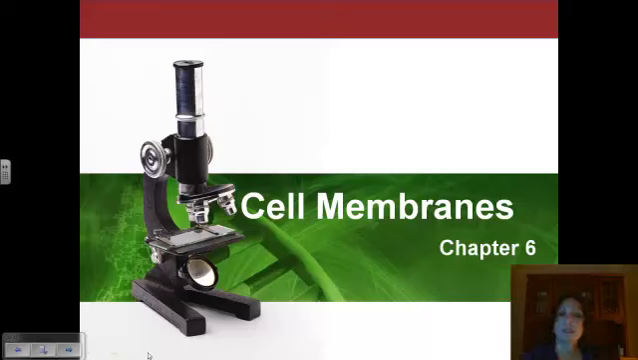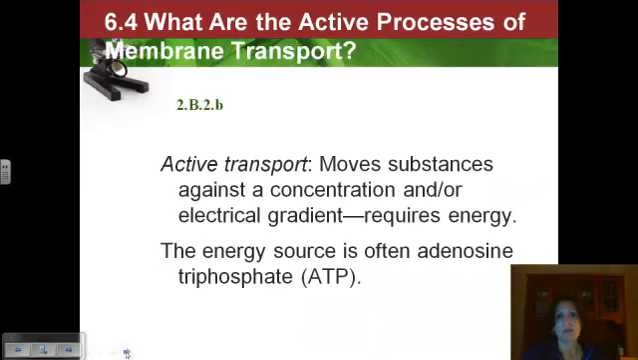Okay, this is the second lecture on cell membranes. In this lecture, we're going to focus on active transport, or moving molecules across the membrane and that requires energy. So active transport, we're going against the concentration gradient. All of the transports that we've seen so far are going down the concentration gradient or with the concentration gradient. And this is going to require a pump because we're going against the concentration gradient.